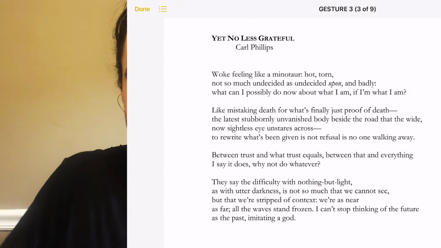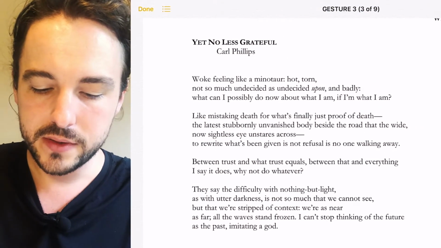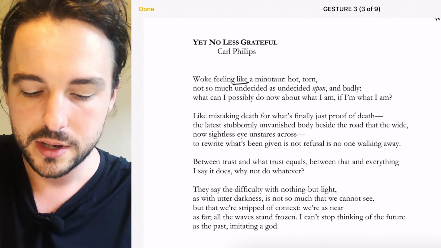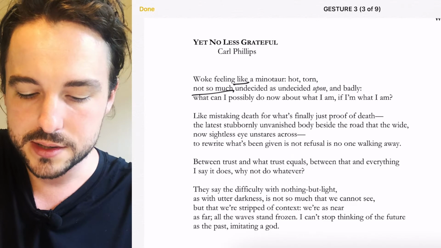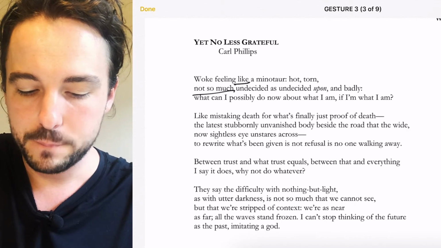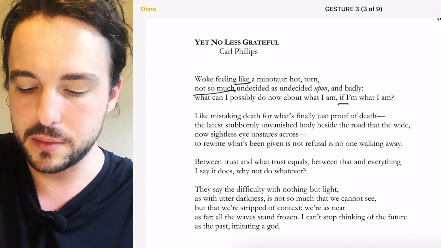Yet No Less Grateful by Carl Phillips. Woke feeling like a minotaur, hot, torn, not so much undecided as undecided upon, and badly. What can I possibly do now about what I am, if I am what I am?